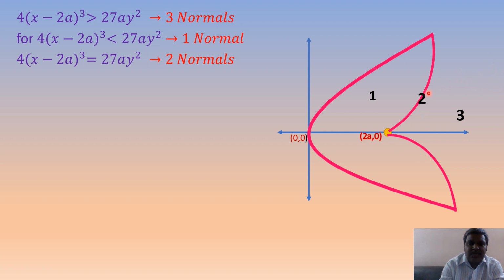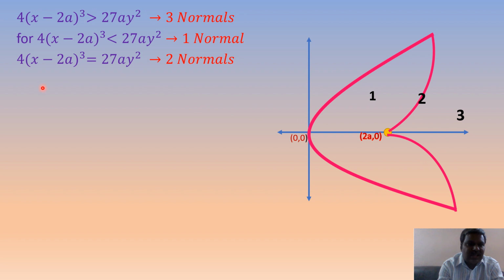Suppose my point is on the curve. The number of normals drawn from that point to the curve is 2. Suppose the point is interior to this curve, meaning here. In this region, the number of real normals drawn from that point is 1. Suppose my point is here. How many normals can you draw? Only one normal. Suppose my point is here. How many normals can you draw? 3 normals. Suppose my point is here. How many normals can you draw? Only 2 normals. So if the point is on this curve, we draw 2 normals.